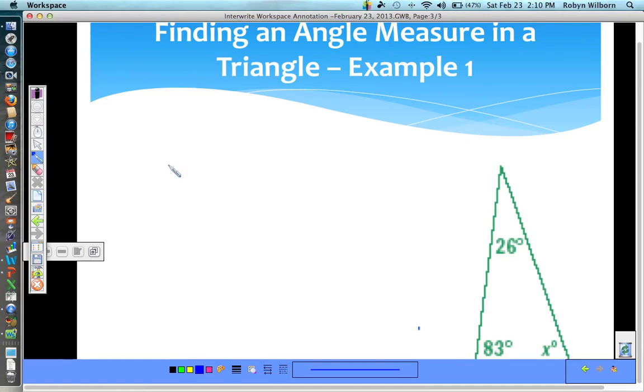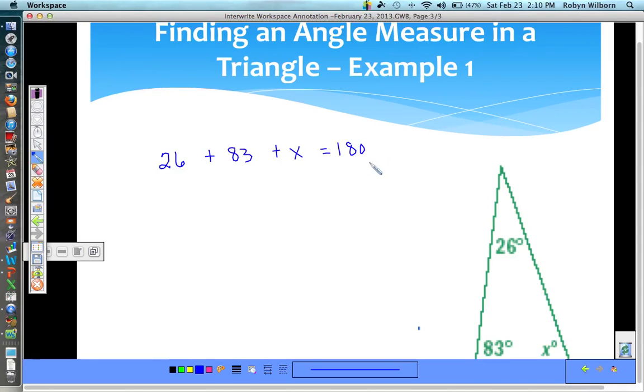So I could write a simple equation. I could say 26 degrees, this angle here, plus my 83 degree angle here, plus x, my third angle, is all going to equal 180 degrees.